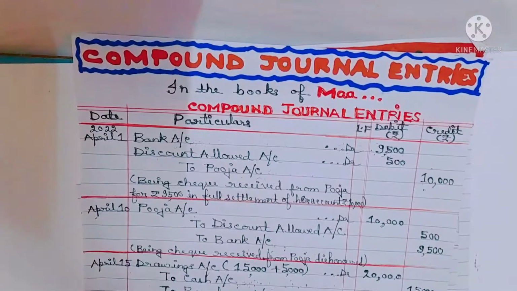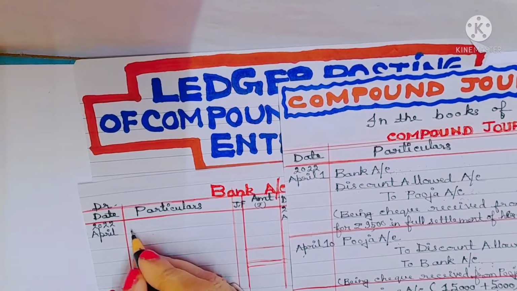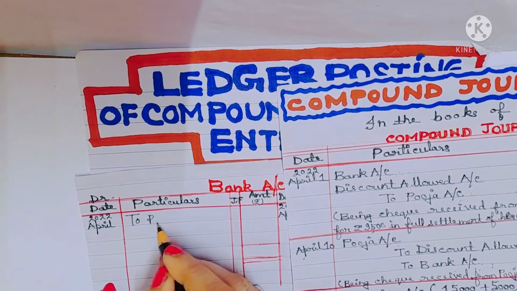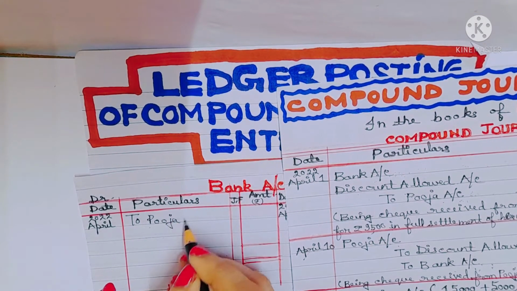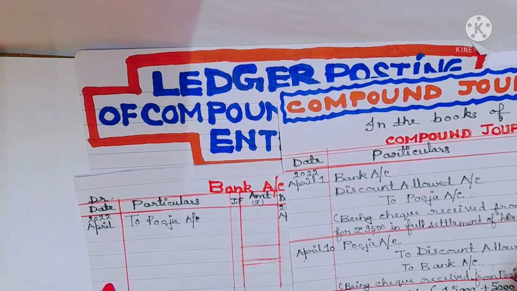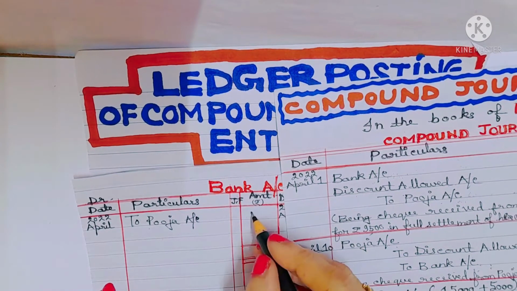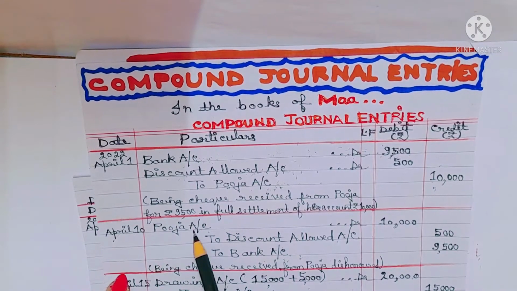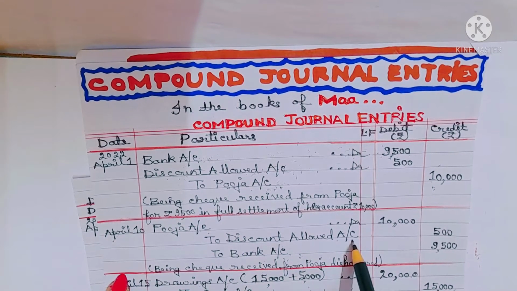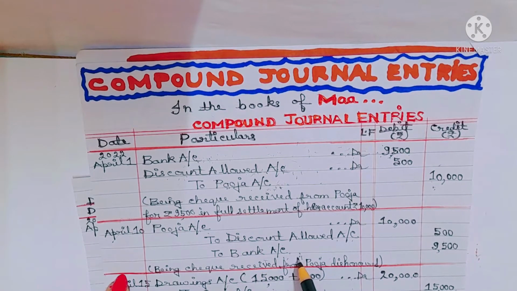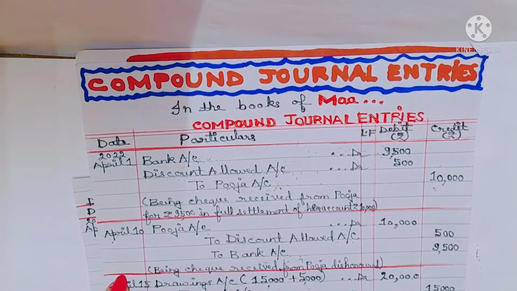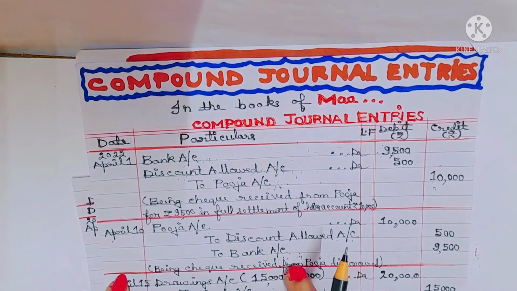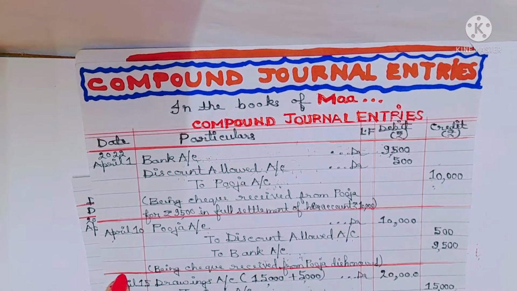Let's do it. So we'll write to Puja account. How much? See this amount, 9,500. On 10th April, Puja account debit to discount allowed account to bank account. Here's another bank account transaction. Where is bank? Bank account is on the credit side. So Puja account will be on the credit side as well.